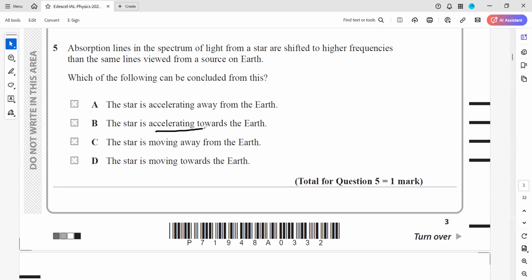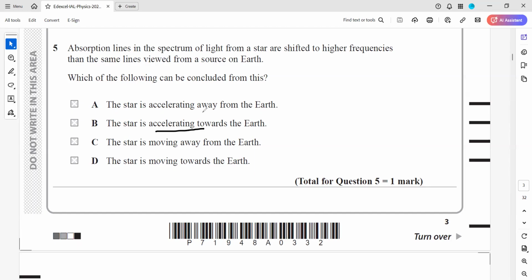Because if it is accelerating, then the shift towards a higher frequency also changes continuously. Like first it is 220, then 250, then 270, because it is accelerating. So the greater the acceleration, the greater the change in the frequency we will observe.